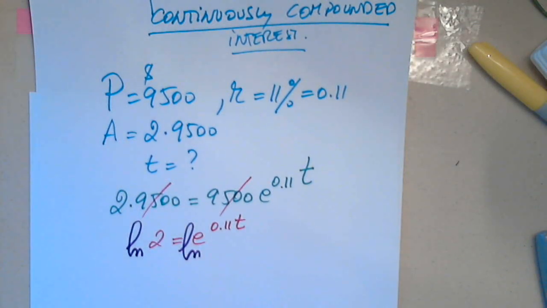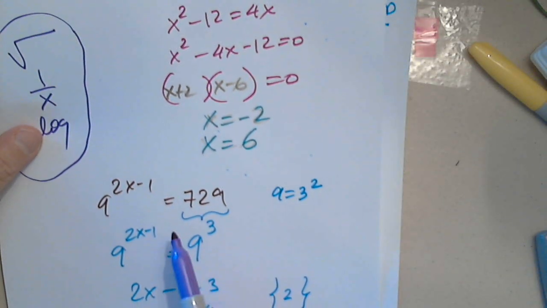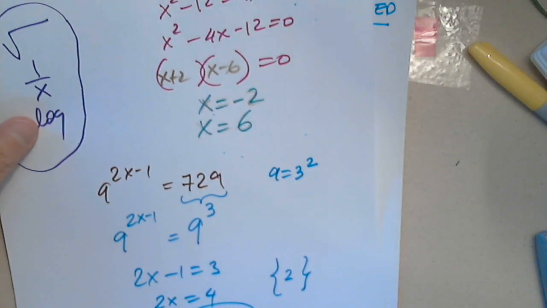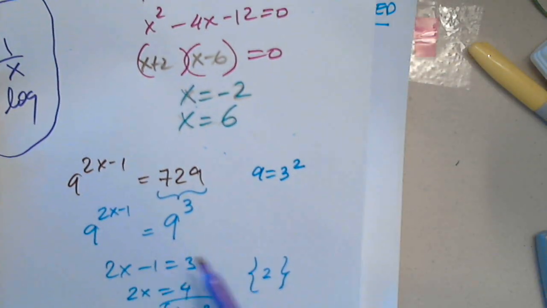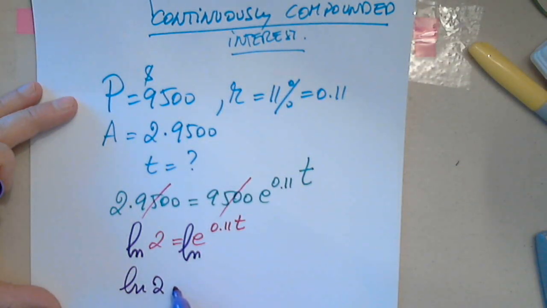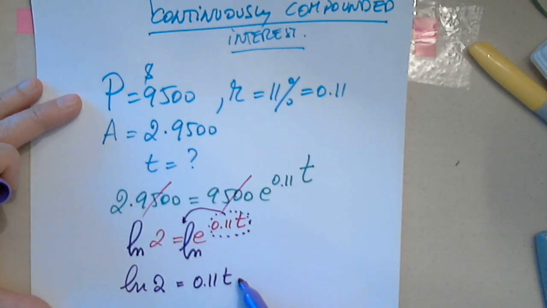Can I apply natural log here and still get the same answer? Of course. But there is no need. This is easier because I can make this as 9 to the third and then it's done. But here there is no way I can. The left-hand side stays at natural log 2. The other side, I apply a property of natural log that allows me to put 0.11 t in front, times natural log e. How come I don't write it?